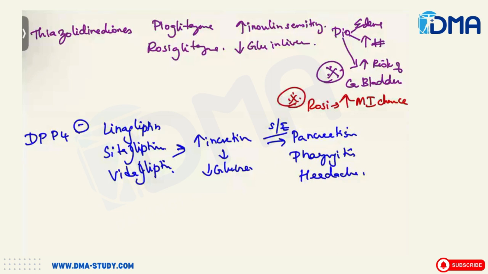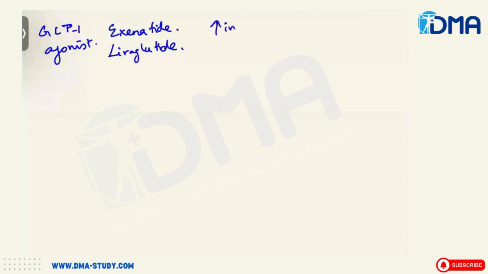Then the other drugs which are in use now are the glucagon-like peptide 1 agonists. Drug names include exenatide and liraglutide. These also increase the incretin so that blood sugar is reduced, and the problem with this drug is that it causes GI upset.